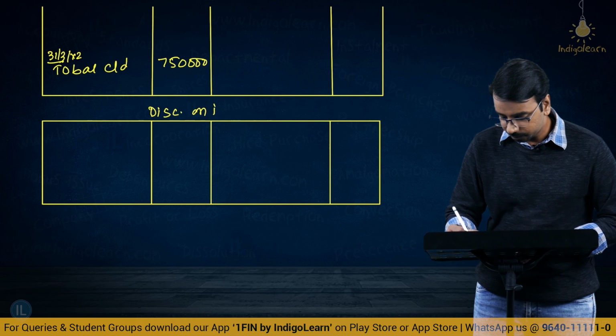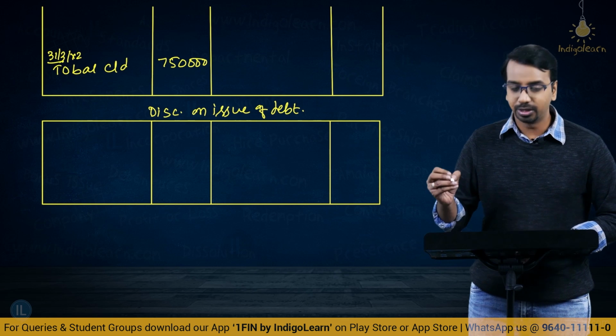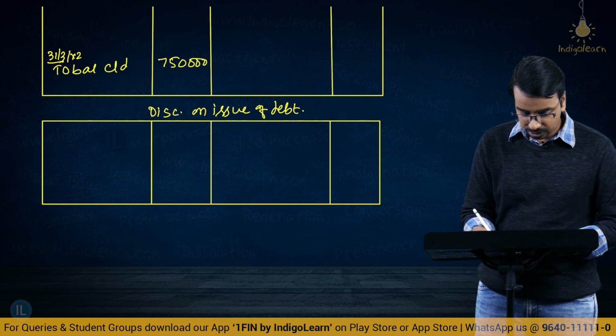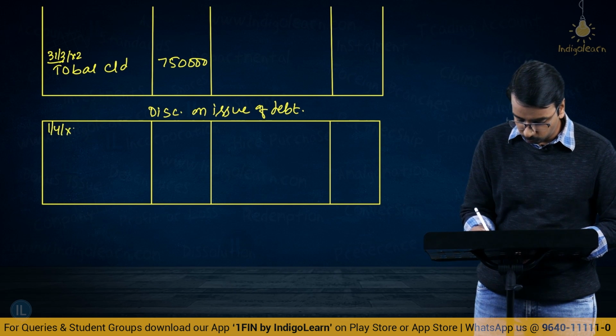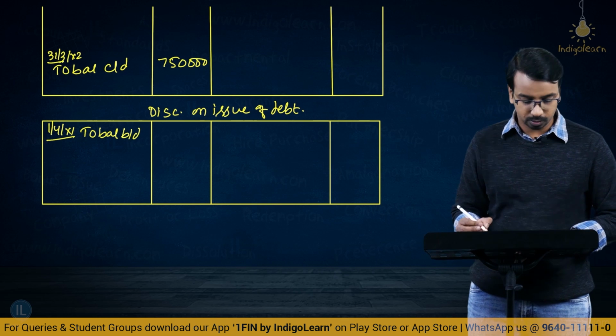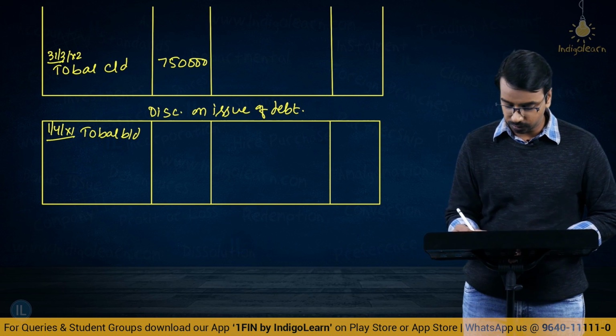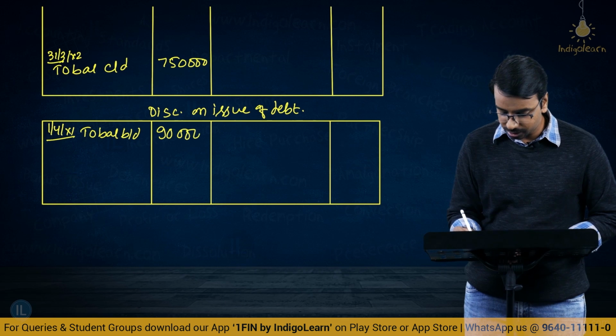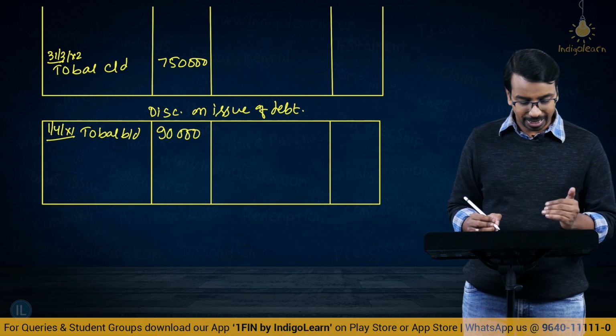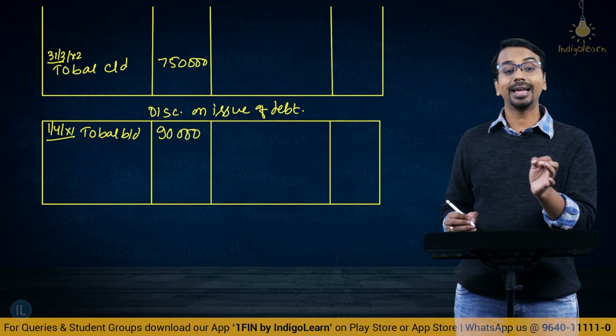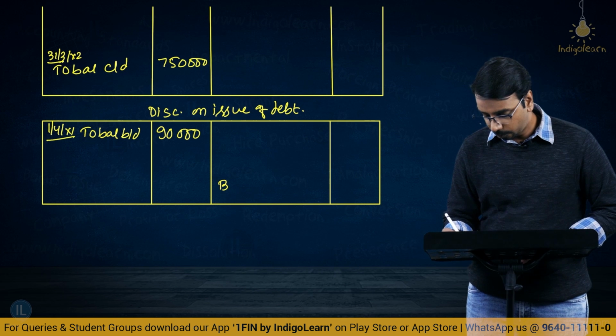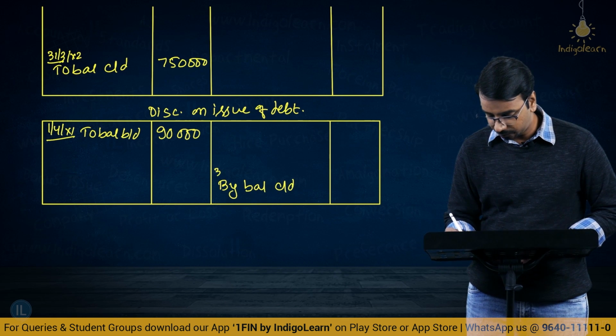Discount on issue of debentures. What is the opening balance? As on 1/4 year 1, to balance brought down, the amount is 90,000. So 90,000 is the opening balance, and they have a closing balance of 1,15,000. By balance carried down, this is on 31st of March of year 2.